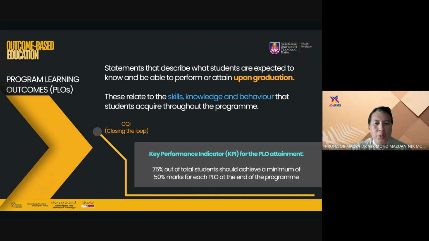Let's say we do not achieve 75% of the total students having a minimum of 50%, there's something that needs to be done. For example, in curriculum review, we may need to revise the learning outcome, whether the learning outcome is too difficult to achieve, or the skill set offered is not relevant, or not something that we need them to have. Or even we can blame the assessment.